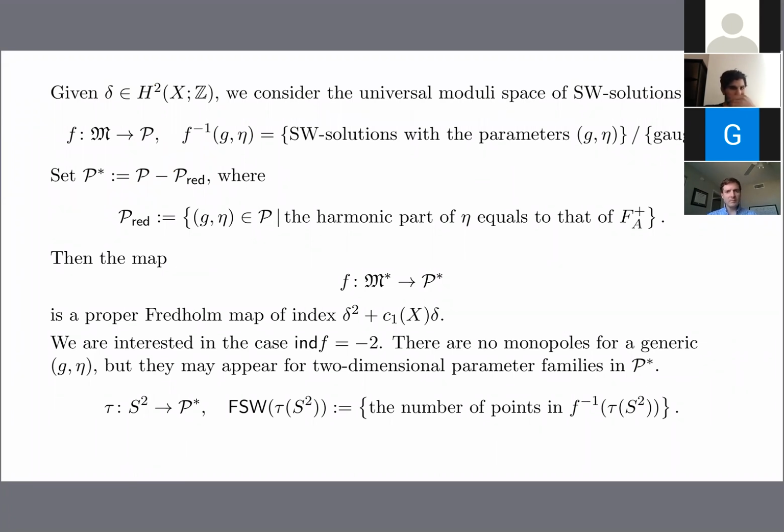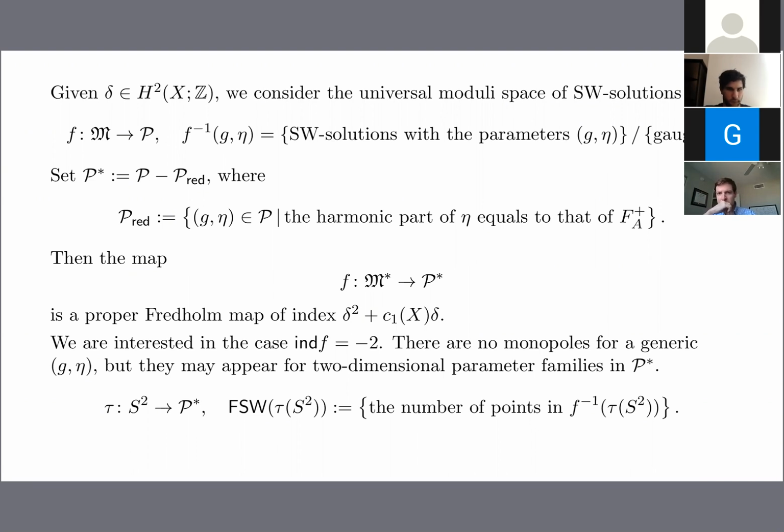And we also will need the universal moduli space for Seiberg-Witten solutions. It's defined as follows: for a fixed spin C structure, so let's fix some delta, then fix a point in the parameter space and consider the space of solutions. If we take all the solutions for all the parameters, then what you get is a space M and a map, the projection to the parameter space. This space M is what I'll call the universal moduli space. And yes, we will of course take our solutions up to gauge transformations to ensure compactness.